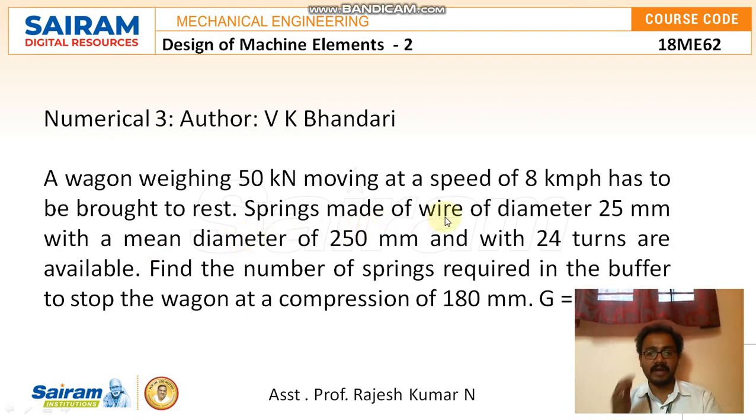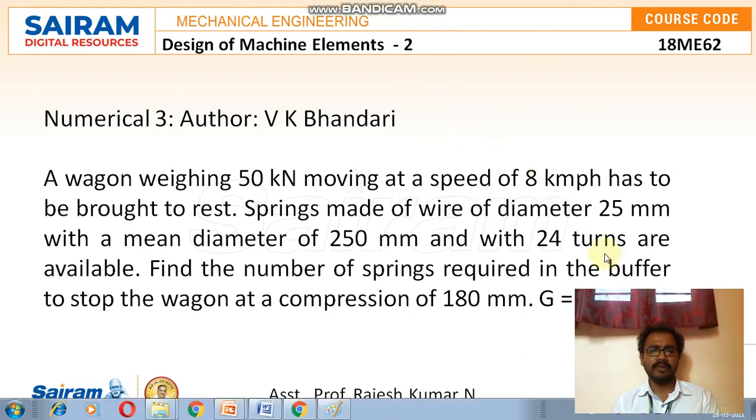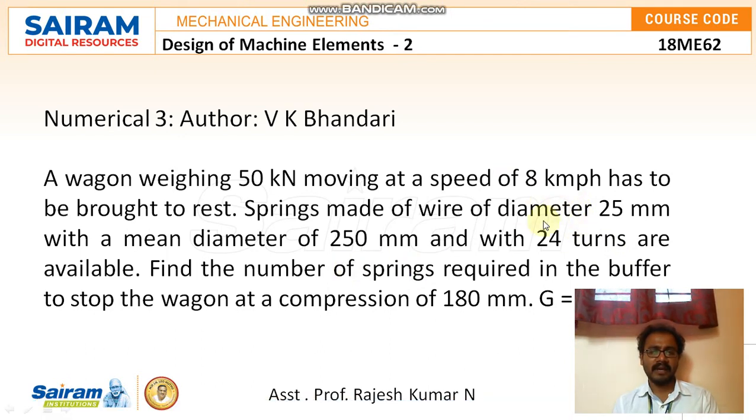The springs are made of wire of diameter 25 mm with a mean diameter of 250 mm. They did not mention the spring material, but instead they have mentioned the wire diameter and the mean diameter. If the wire diameter is mentioned, we can clearly understand that the spring cross section is a circle. The mean diameter, capital D, is 250 mm, and 24 turns are available.